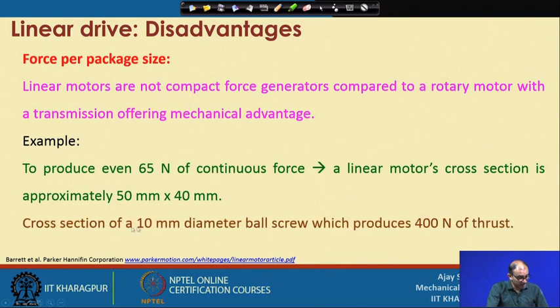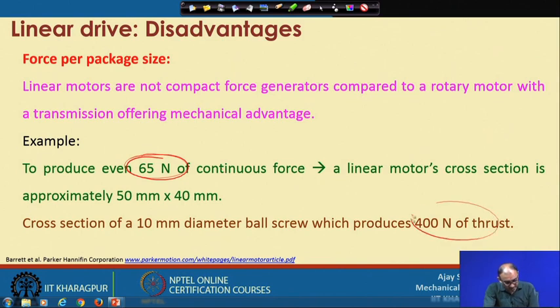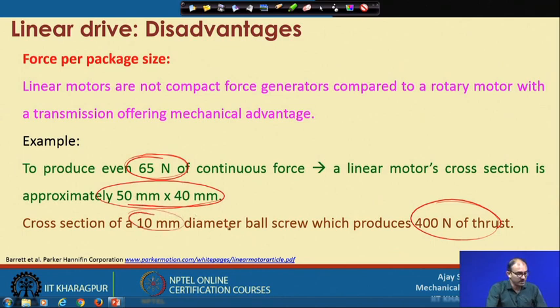But if you see a 10 millimeter diameter ball screw, it can generate 400 Newtons of thrust. So, the force is very high in the case of a ball screw, and the dimension of the linear motor system is 50 by 40, but here within a 10 millimeter diameter you can get very high force. But this is not the criterion for selecting the drive, because our objective in using the linear drive is precision and a friction and wear free component. But this is one example that if your primary target is force, then it is better to go with other systems.